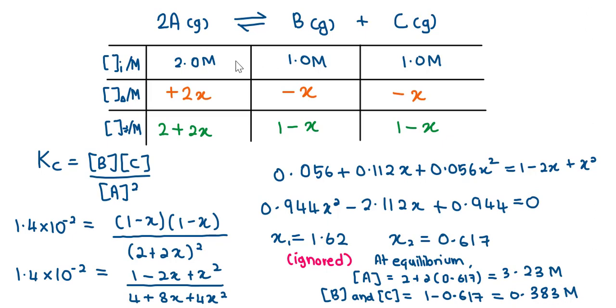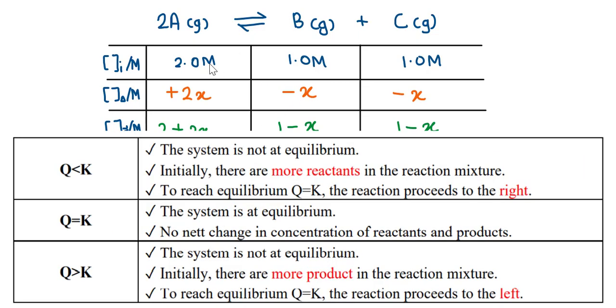So remember, if the reactants and products are present initially, find the value of Q and then compare it with the value of K. If the reaction proceeds to the right, it means that the products will increase and the reactants will decrease. But if the reaction proceeds to the left, the reactants will increase and the products will decrease.